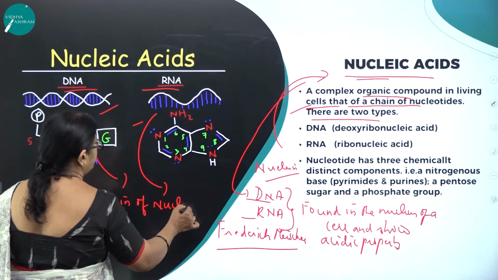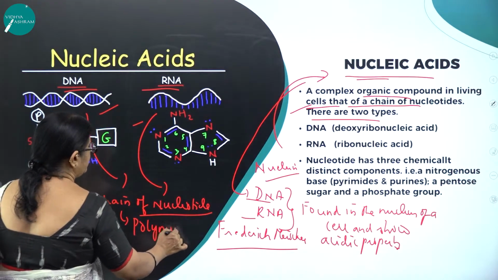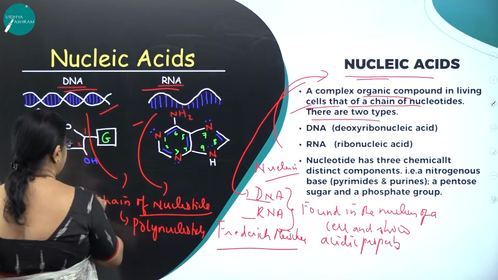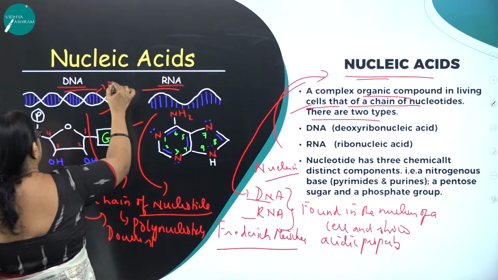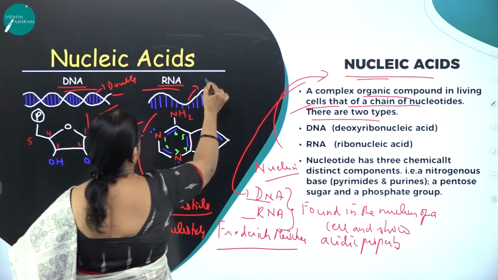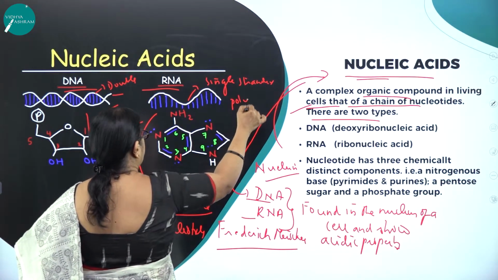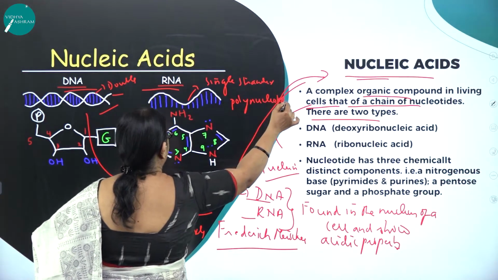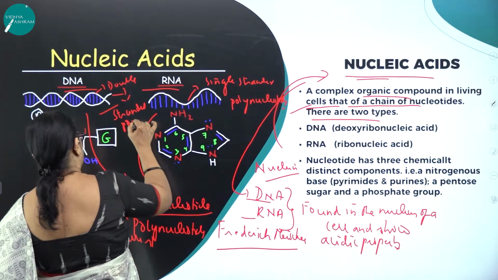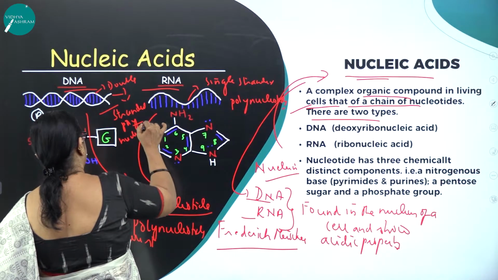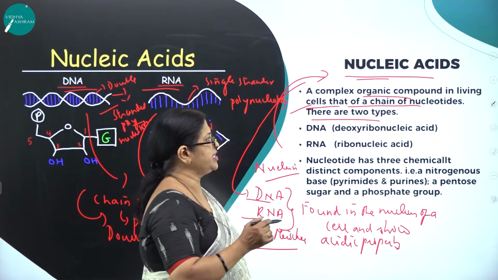A chain of nucleotides, so we use the word polynucleotides. Here you can see it is double-stranded. Here it is single-stranded polynucleotides. Here it is double-stranded polynucleotides. So a nucleic acid is a complex organic compound in living cells that is made up of a chain of nucleotides.